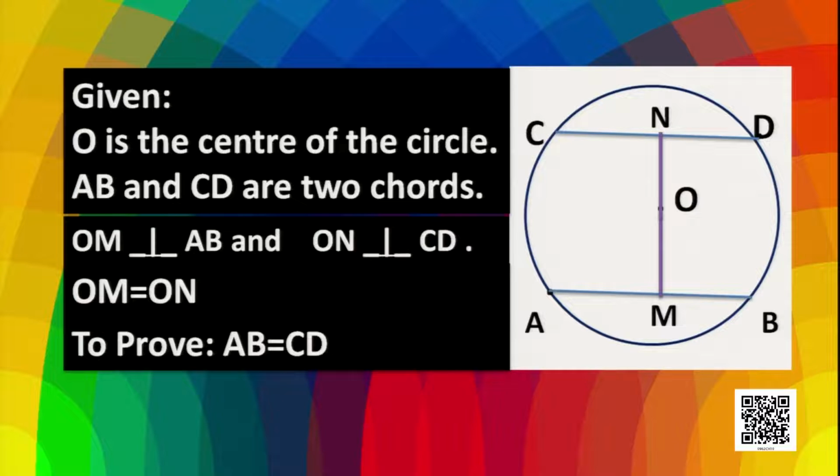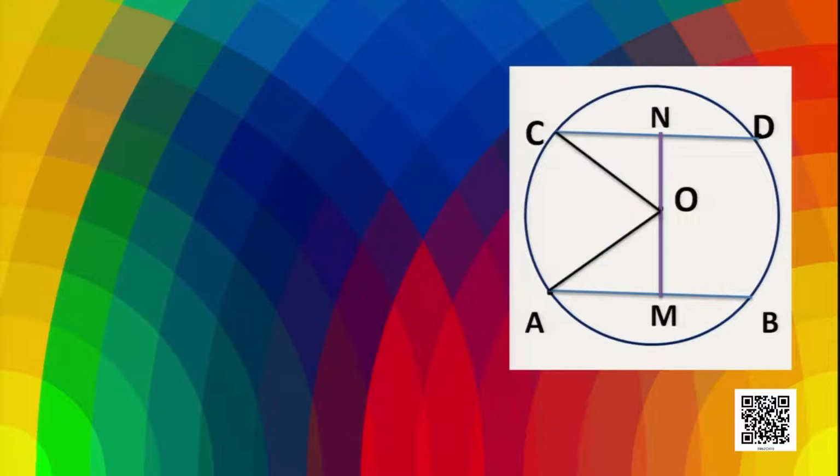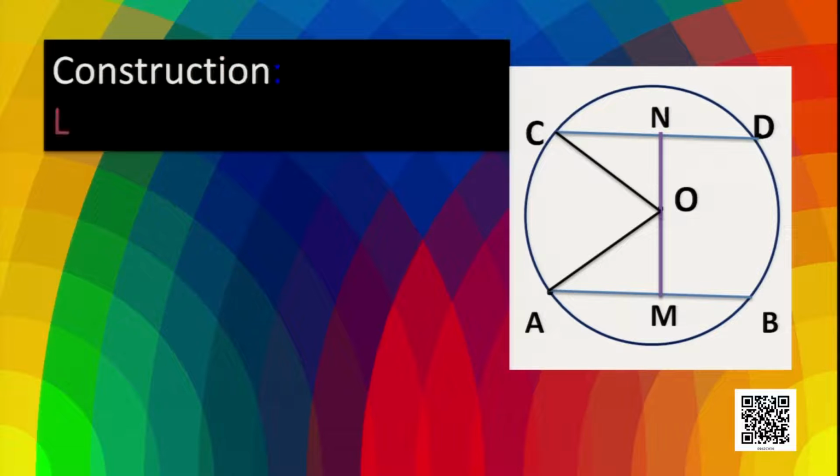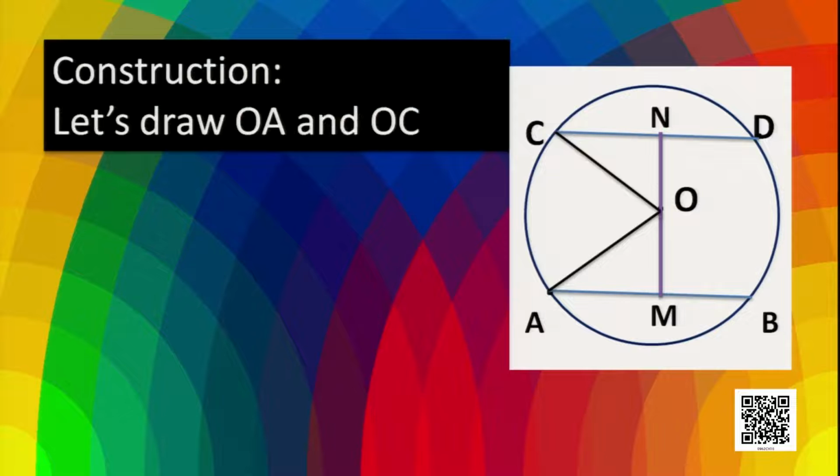To get this, again, as AB and CD are two chords and OM and ON are the perpendiculars drawn from the center onto it, so they are bisected at M and N respectively. So as a result, AM will be equal to CN. So from that, let's see, for congruency, we have to prove AM and CN to be equal. So we need two congruent triangles. So we draw AO and CO here.